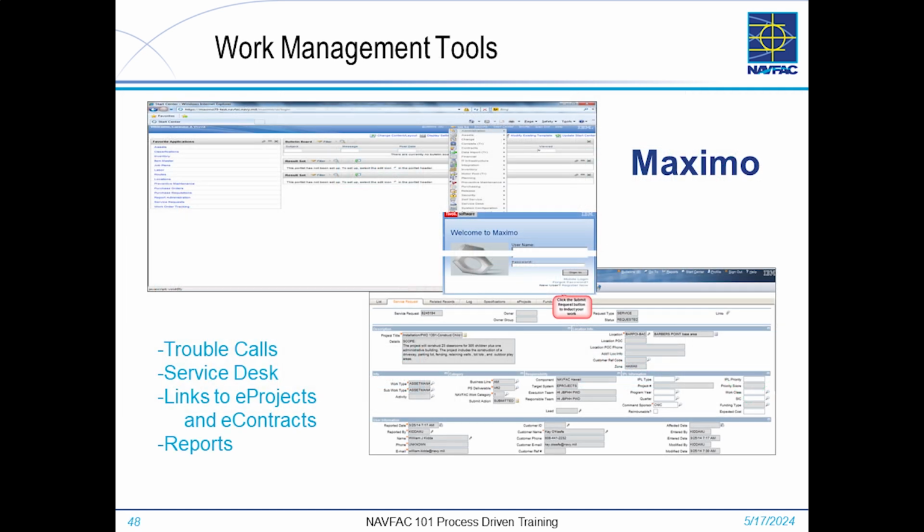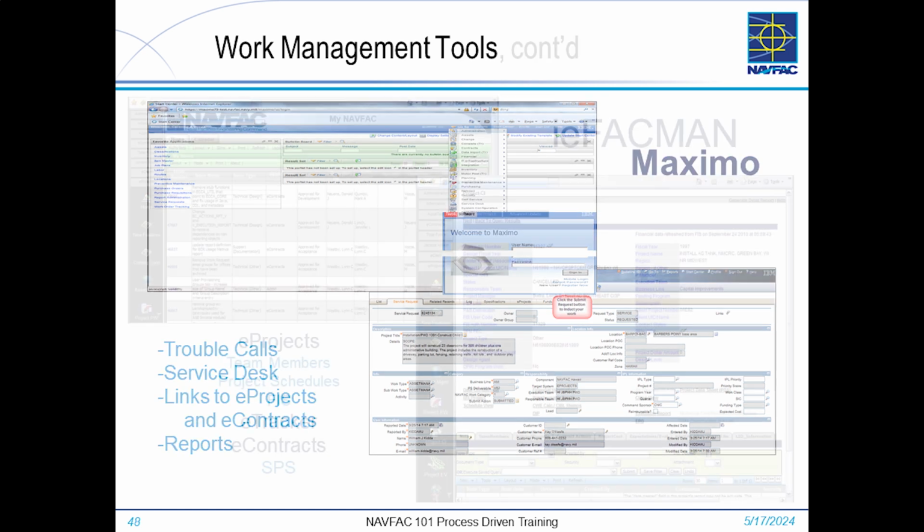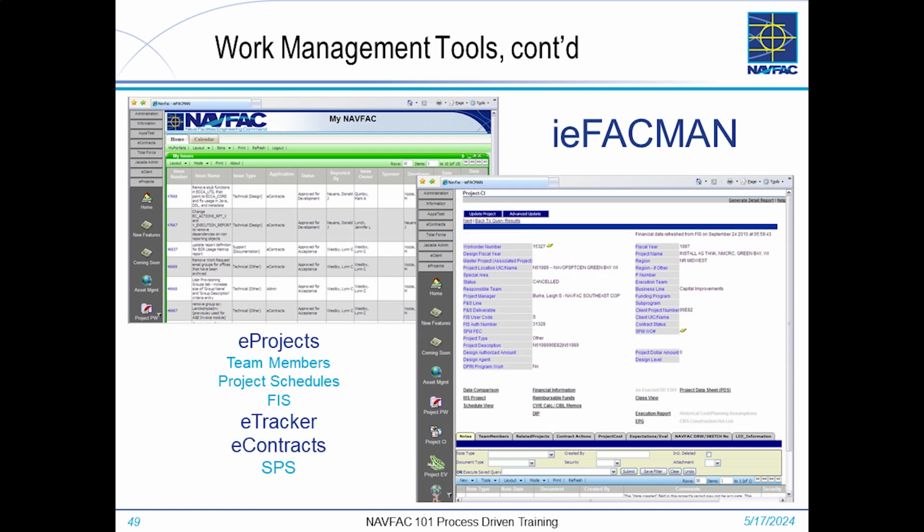As we mentioned, Maximo is one of our work management applications. Maximo is primarily used by the Public Works Directorate, but there are some exceptions. And then we have IE FactMan. IE FactMan stands for Interoperable Enterprise Facilities Management. IE FactMan is comprised of eProjects, eTracker for funds workflow, and eContracts.